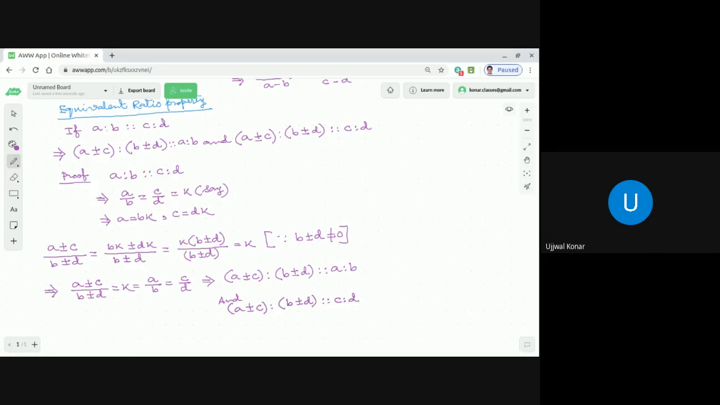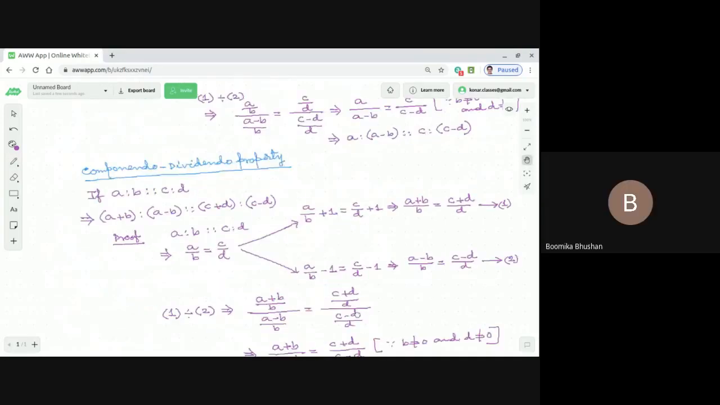Now we will see how all these properties are going to help us achieve great results. So before starting that, I'm just going to recap all these properties once. After that, we start solving some problems.